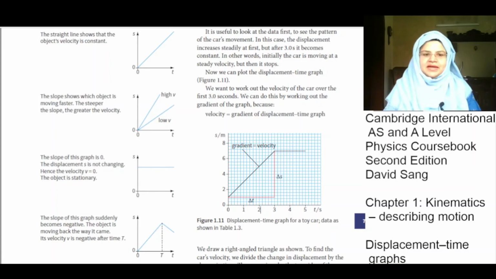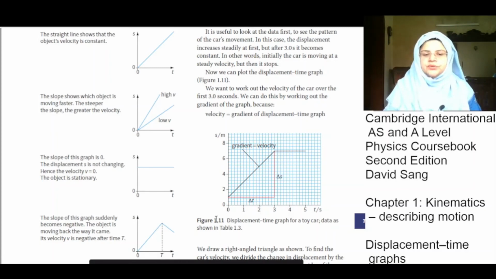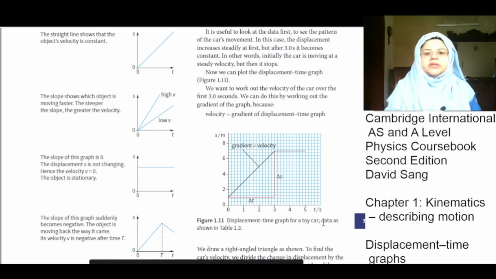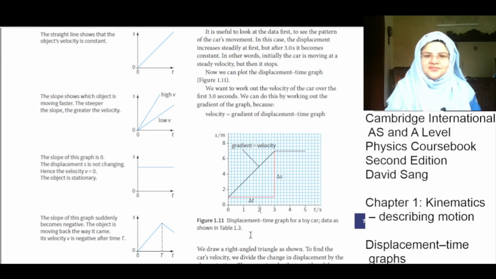If we study the graph, we see that from t is equal to 0 to t is equal to 3 second, the gradient is constant and velocity is constant. The car is moving at a steady speed. From t is equal to 3 to t is equal to 5 second, the velocity is 0, gradient is 0, and the distance remains constant, which means that the object is at rest.